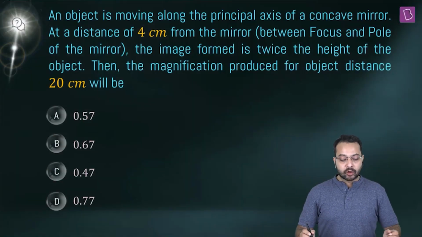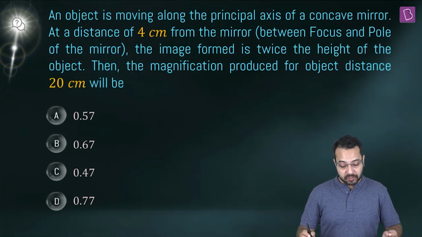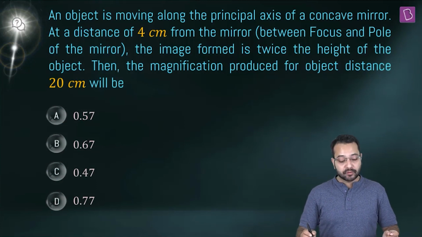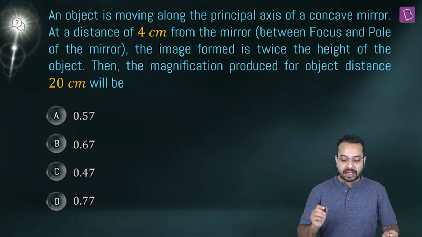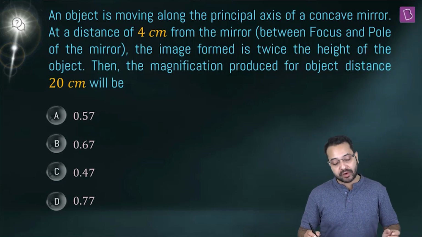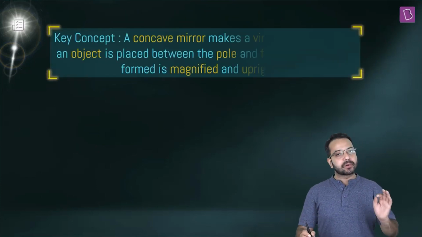An object is moving along the principal axis of a concave mirror. At a distance of 4 cm from the mirror, which is between focus and pole of the mirror, the image formed is twice the height of the object. Then magnification produced for object distance 20 cm will be. Okay, so the object is placed between pole and the focus.